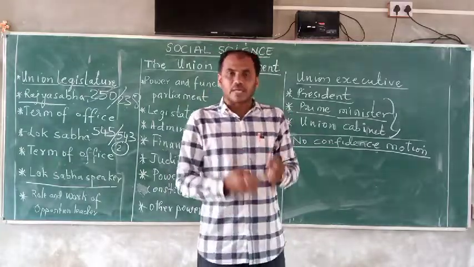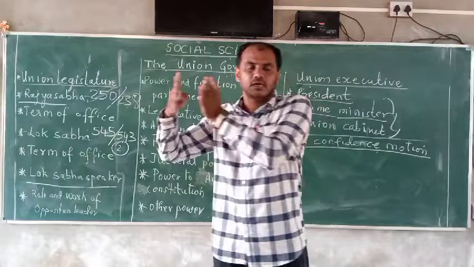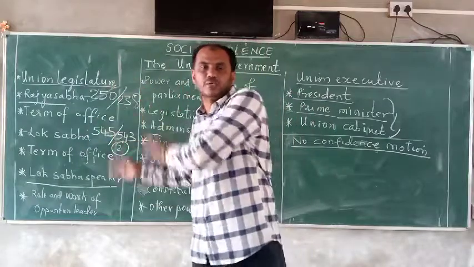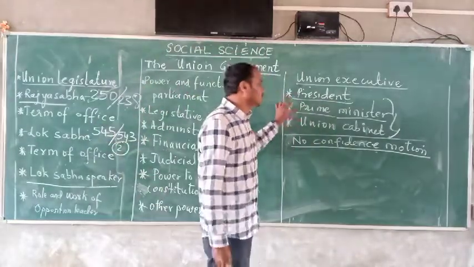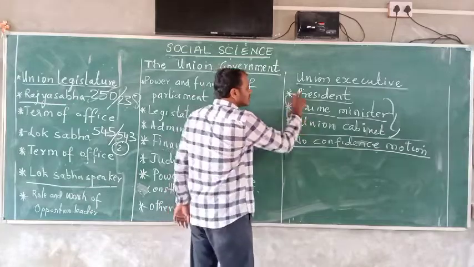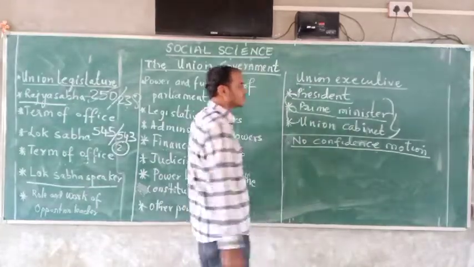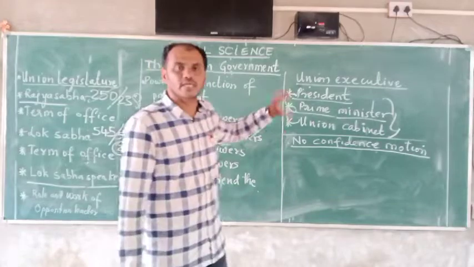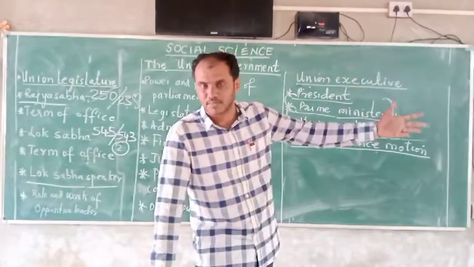So next, the Prime Minister is the link between the President and the Council of Ministers. Or you can say the President and the Union Cabinet, or the President and the Council of Ministers.